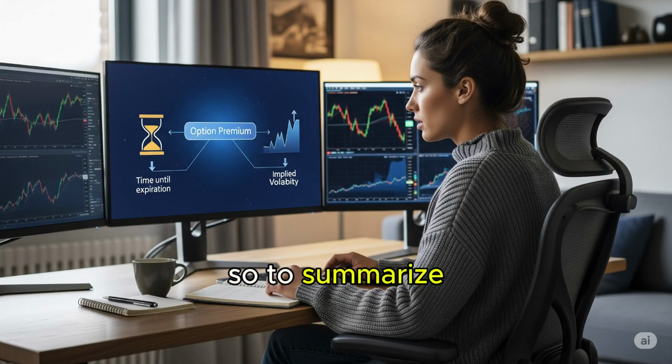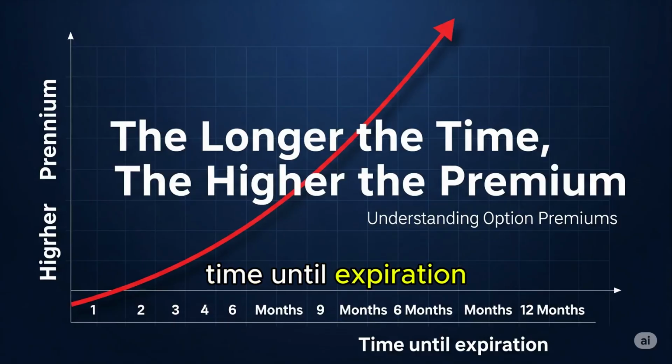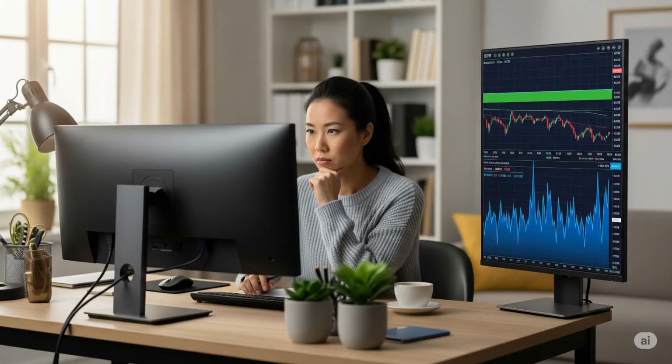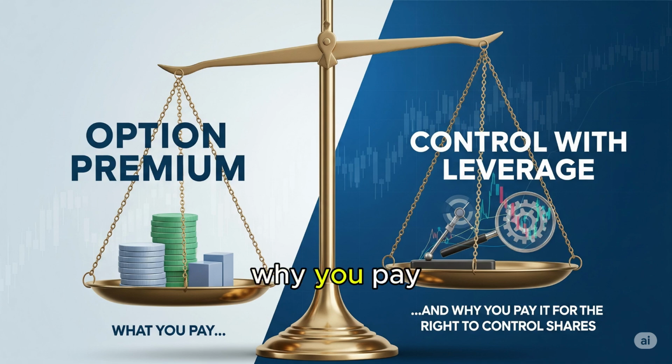So, to summarize, while several factors contribute to an option's premium, the two primary drivers that cause its value to fluctuate most significantly are time until expiration, where more time equals a higher premium, and implied volatility, where higher expected price swings equal a higher premium. This concept of the option premium and the factors that influence it is a cornerstone of options trading. It's the what you pay and why you pay it for the right to control shares with leverage.